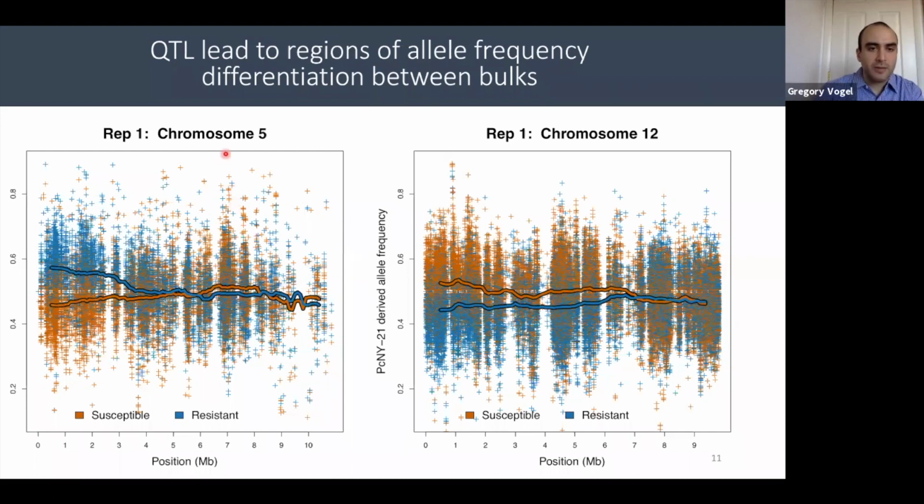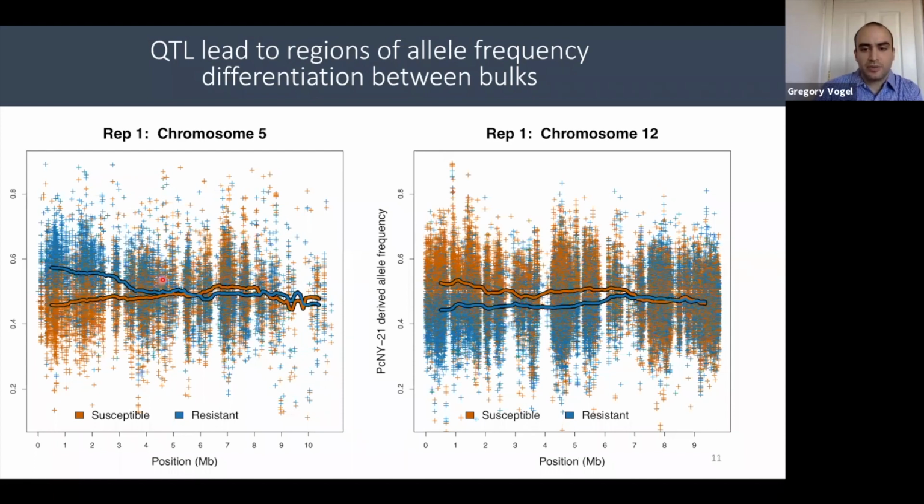If you look, for example, at chromosome 5, you'll see that in the middle and the end of the chromosome, the allele frequencies in these two pools don't deviate from one another. But at the beginning of the chromosome, the resistant pool is enriched for the allele that was inherited from the resistant parent, showing some convincing signal of some polymorphism in that region affecting the trait that we were interested in.